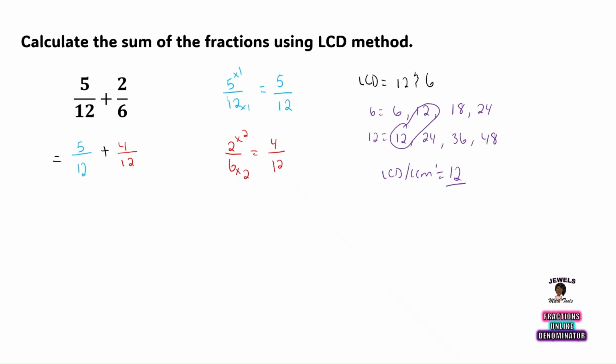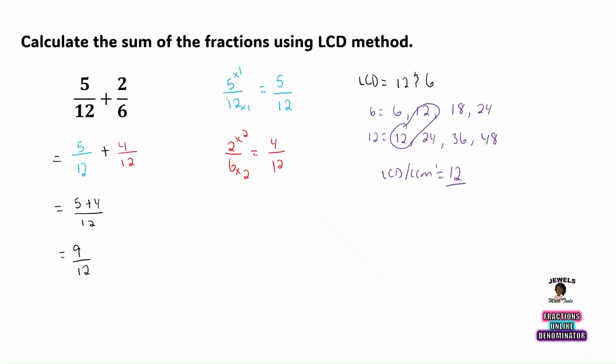So now that we have converted both fractions into their equivalent form, I can go ahead and work on my numerators. So remember that our denominator will stay the same, and I will just be adding 5 plus 4, which will equal 9/12.